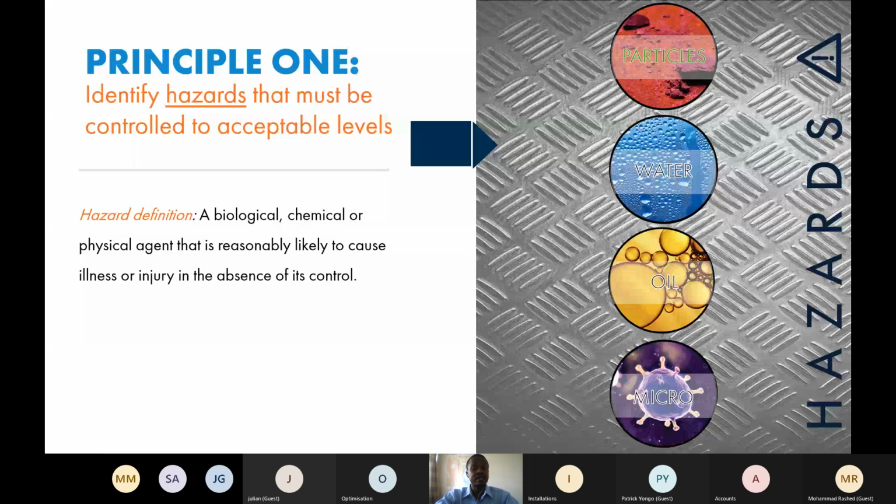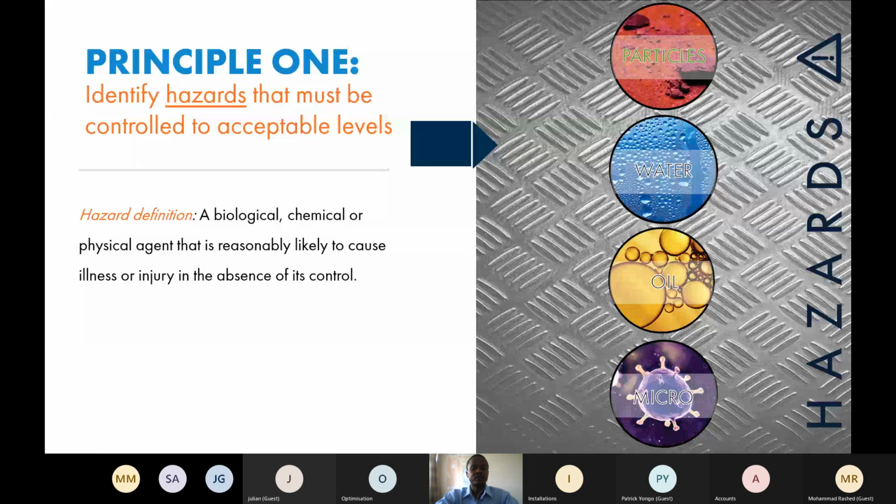Untreated compressed air contains several contaminants that must be removed or at the very least reduced to acceptable levels. The key contaminants for compressed air are particles, which is available in the air that we are breathing, water, oil, and microorganisms. These are the 4 principal hazards in compressed air. Some of them are available in the air that we are breathing, and some of them can be introduced into the compressed air by either your compressor or your compressed air system.